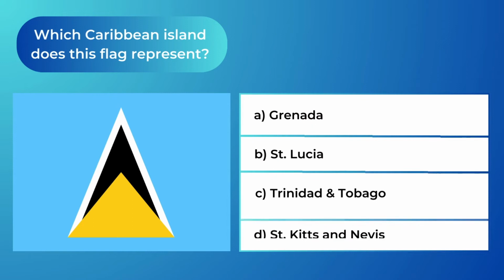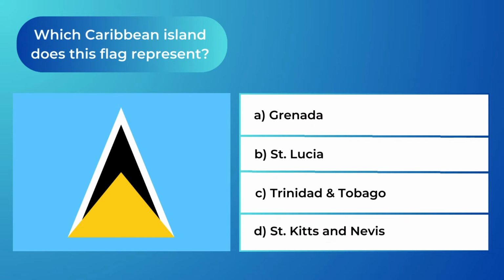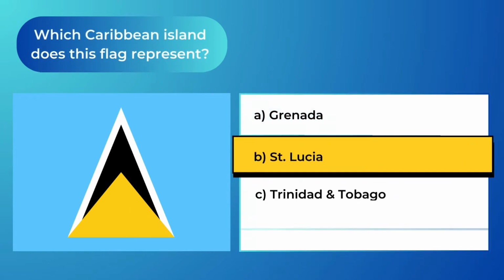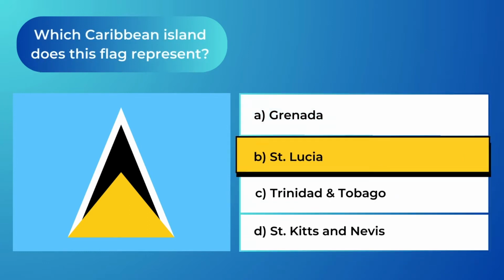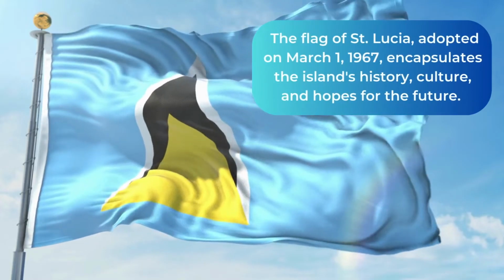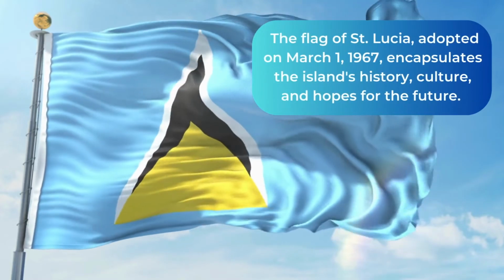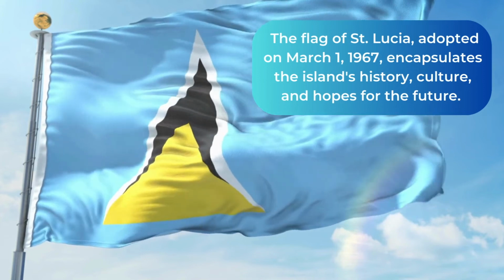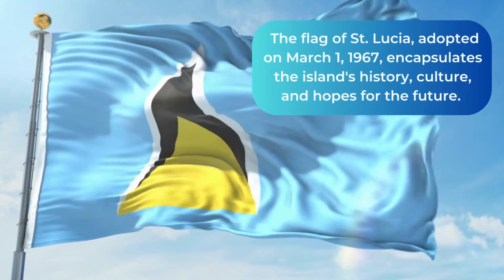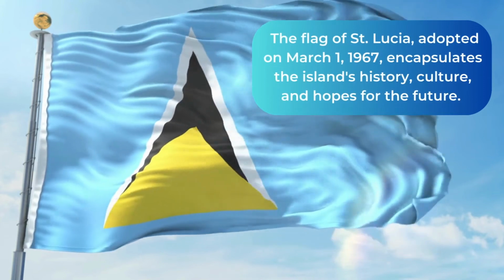Which Caribbean island does this flag represent? The answer is B, St. Lucia. The flag of St. Lucia, adopted on March 1, 1967, encapsulates the island's history, culture, and hopes for the future.